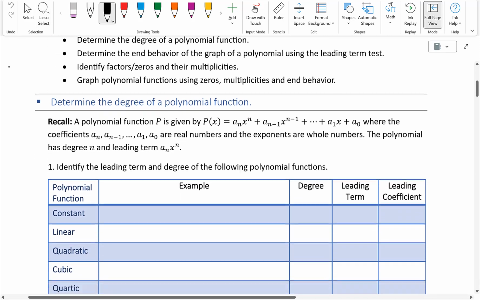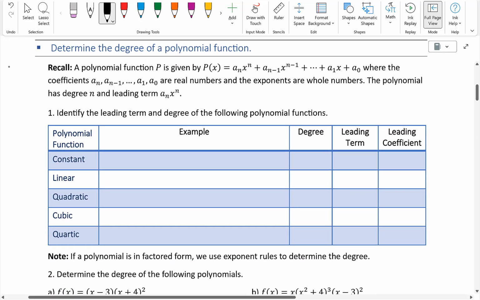You'll see a lot of the factoring, zero product property, synthetic, all that good stuff. So recall here, we start with determining the degree. A polynomial function p is given by p of x equals a sub n x to the n plus a sub n minus 1 x to the n minus 1 plus all the way down to that a sub 1 x linear term, plus a sub 0 constant term at the end, where the coefficients a sub n, a sub n minus 1, all the way down to a sub 1 and a sub 0 are real numbers and the exponents are whole numbers. The polynomial has degree n and leading term a sub n x to the n.